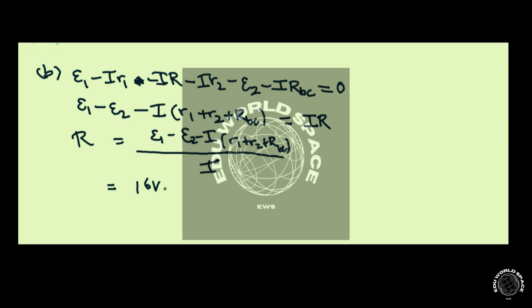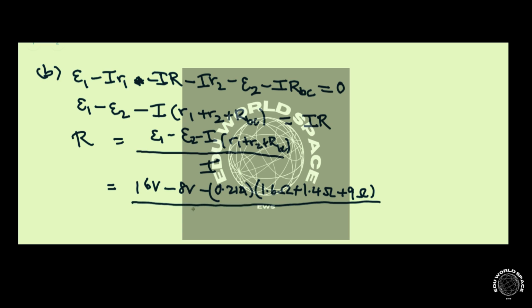And then we can solve very easily this equation for R, which tells me that R is E1 minus E2 minus I times R1 plus R2 plus RBC, over I. And then that's equal to 16 volts minus 8 volts minus 0.21 amperes times 1.6 ohms plus 1.4 ohms plus 9 ohms, divided by 0.21 amperes, and that gives me a resistance of 26.1 ohms.